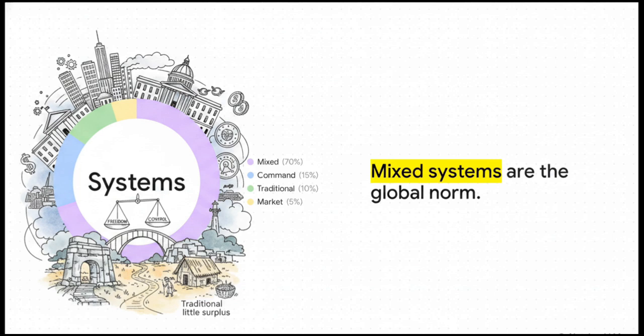Most developed nations combine characteristics of both market and command economies. They're in this constant, exhausting struggle to find that perfect, delicate balance between the freedom of private markets and the regulatory control of the government. Meanwhile, traditional economies, which are the most ancient framework based on established world customs, definitely still exist, but they typically generate very little surplus.